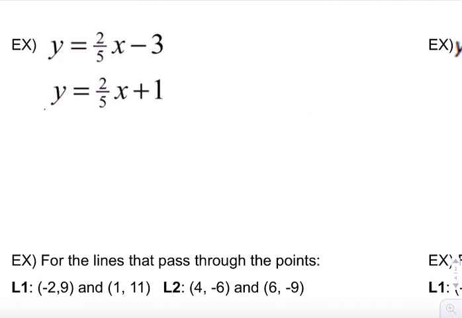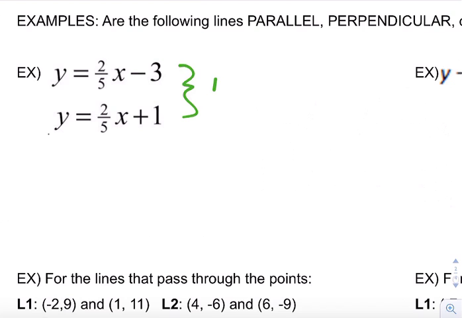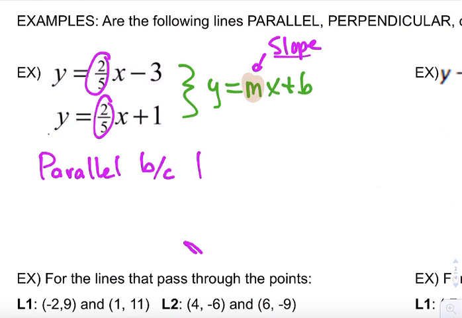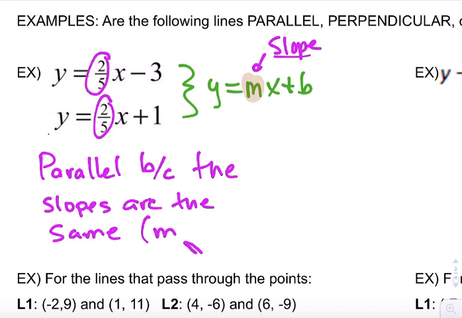For this first example, both of these lines are given to us in y equals mx plus b form, slope-intercept form. If we recall from our notes or from memory, m is our slope. So we can just look at these equations and determine that the number in front of the x is our slope. Since the slopes are the same in this case, 2/5 and 2/5, these are going to be parallel. So we can answer: parallel because the slopes are the same. I'll go ahead and write it down too: the slopes are both 2/5.